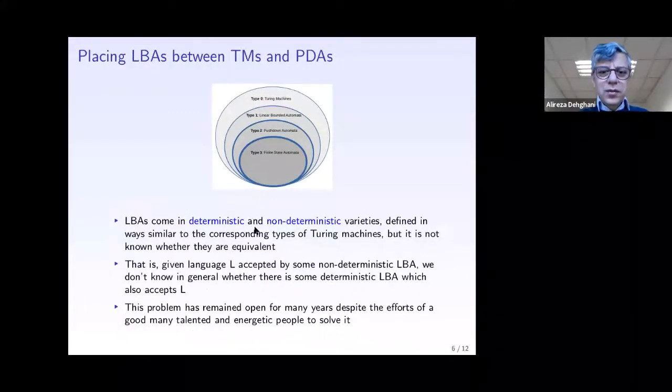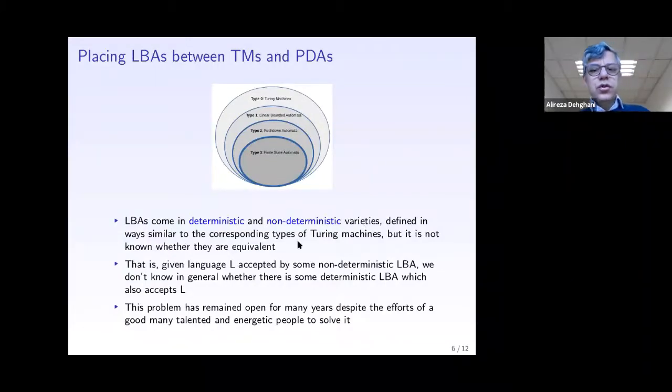LBAs come in deterministic and non-deterministic variations defined in a way similar to the corresponding types of Turing machine, but it is not known whether they are equivalent. What does it mean? It means, if you remember, for example, in finite state automata, we say if there's a non-deterministic automaton that does something, for that we can find a deterministic machine. Or in other words, for any non-deterministic finite state machine, we can find at least one deterministic one, and both of them are equal.